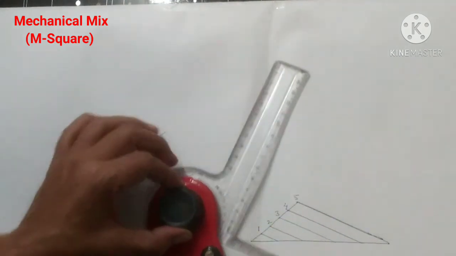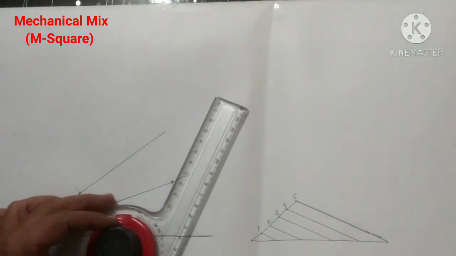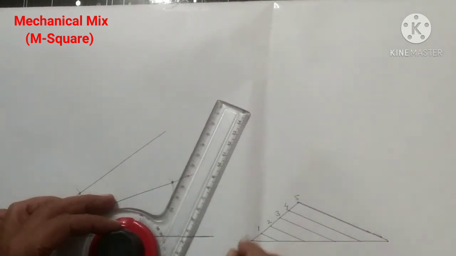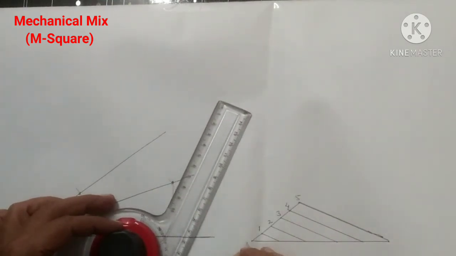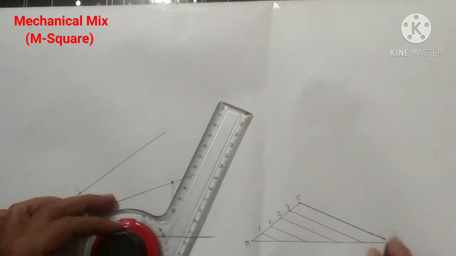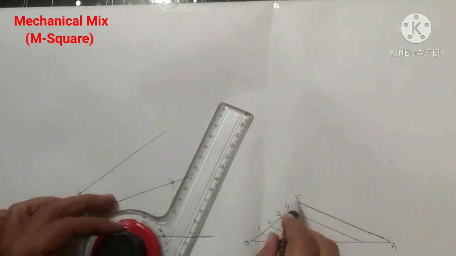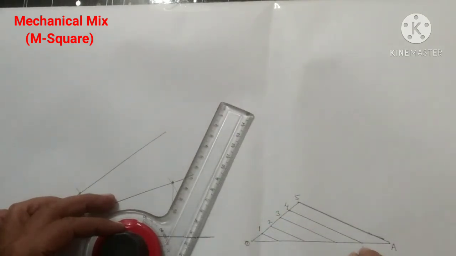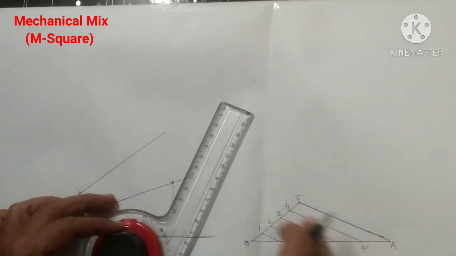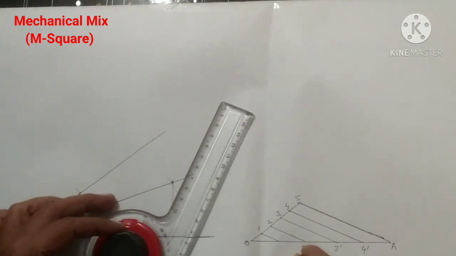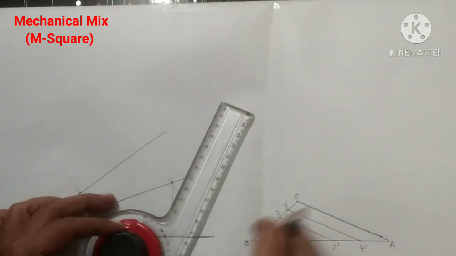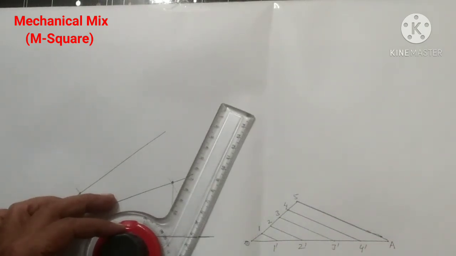Yes, here the principle is similar triangles. You can observe that you can take this point as O, and here this point is some A. So here the triangles O5A and O4 4 dash, O3 3 dash, O2 2 dash, and O1 1 dash. All these are similar triangles.